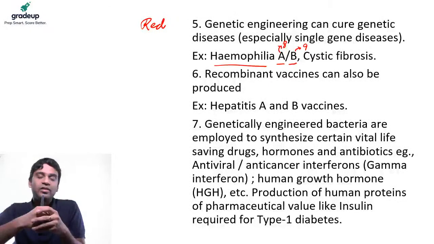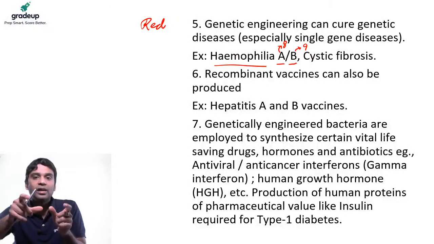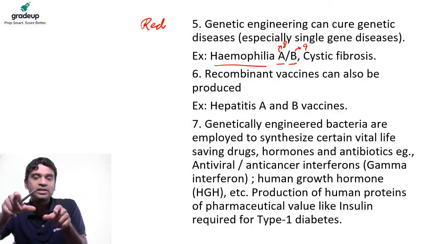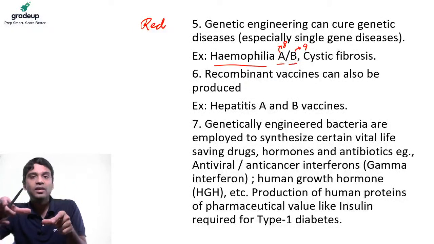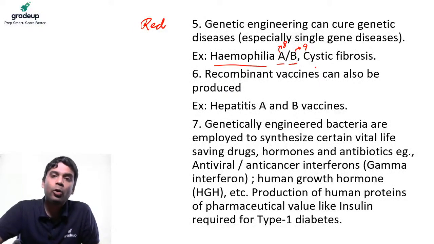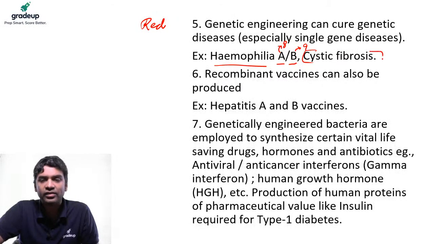So that is a genetic condition. So that can be corrected. If there's a proper genetic sequence in which you have hemophilia, and you find out, then you can go and silence it or you can even modify it. Fine, that is hemophilia A and B. Or cystic fibrosis also is a genetic disease.